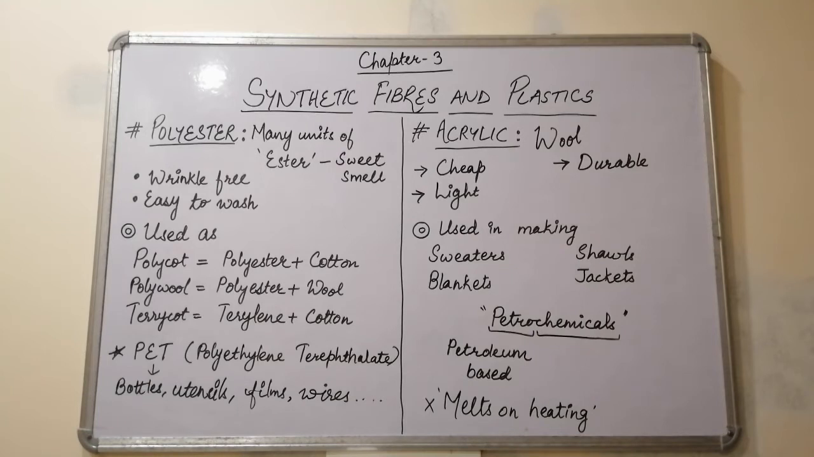Now as we have seen the polycot, polycot is polyester plus cotton, the material which combines polyester along with cotton is known as polycot. Similarly polywool we have, that is polyester when combined with wool, it is known as polywool. Then terrycot, again the terylene is combined with cotton. Terylene is a kind of polyester. When combined with cotton it gives you terrycot. You must have heard about this term terrycot.